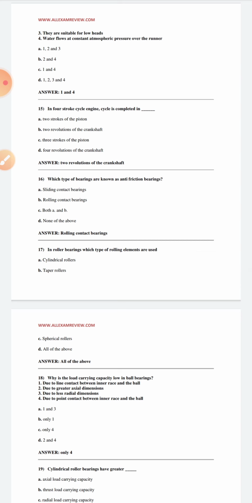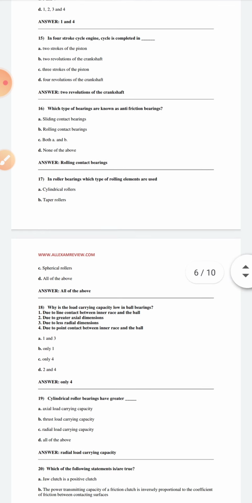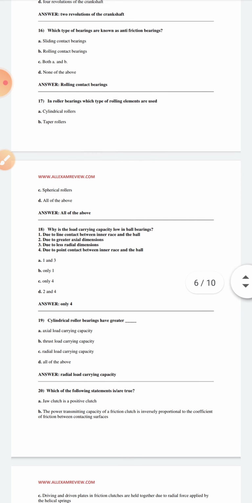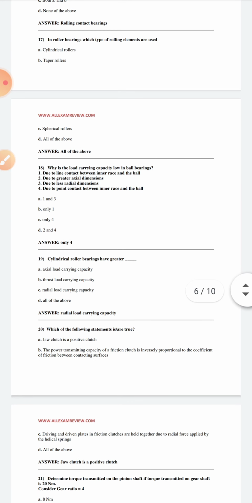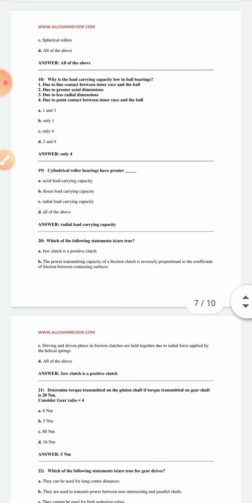Why is the load carrying capacity low in ball bearing? Due to point contact between the inner race and the ball. Cylindrical roller bearing has greater radial load carrying capacity. Which of the following statements is true? Dog clutch is a positive clutch.